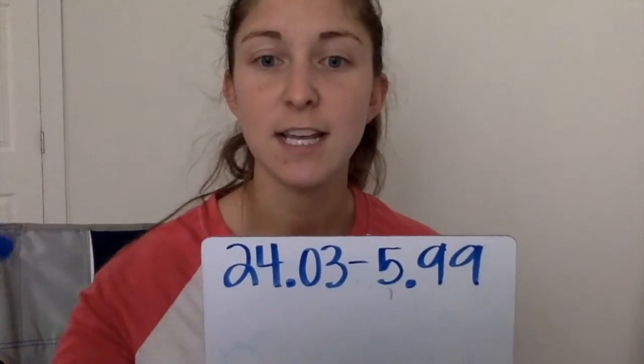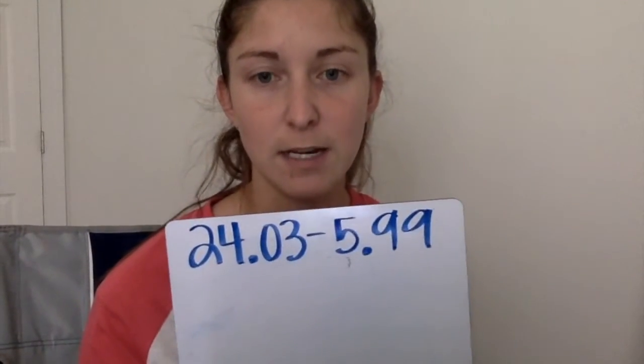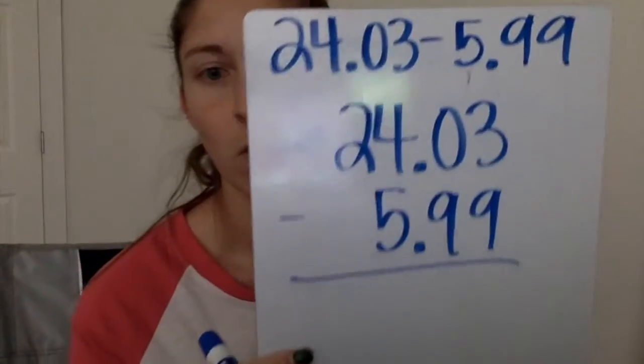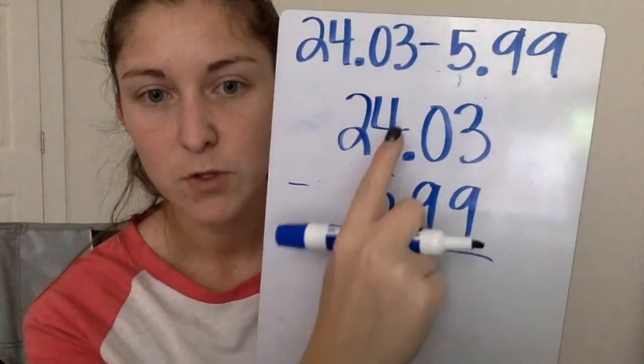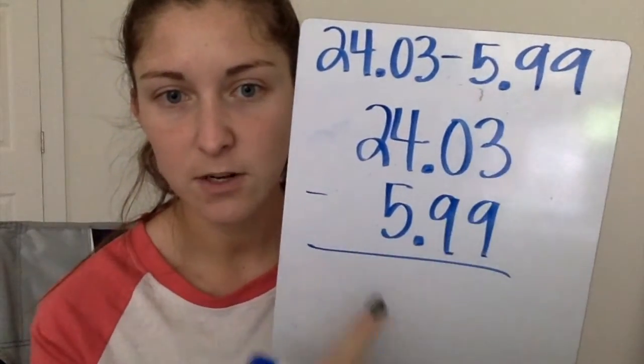Each of the digits and each of the decimals lined up as well. If you line up your decimals, you're going to be successful when adding and subtracting decimals. So this problem should look something like this when you have it lined up. My decimals are lined up. Each of the places are lined up.